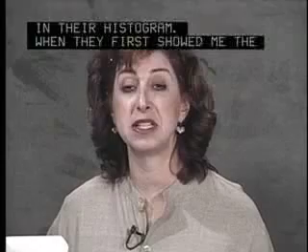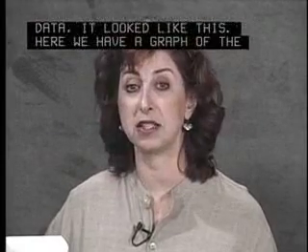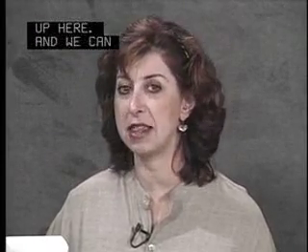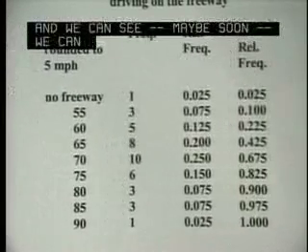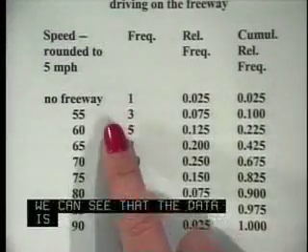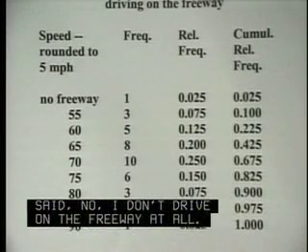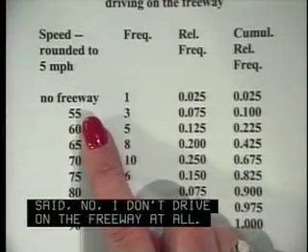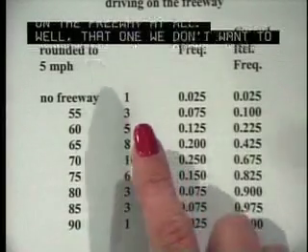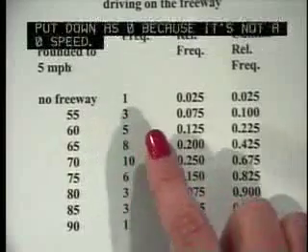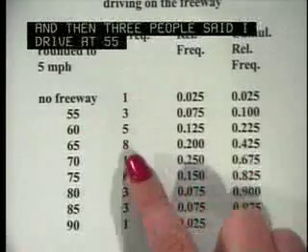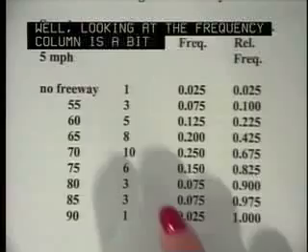Here we have a graph of the data up here, and we can see that the data is listed as, one person said, no, I don't drive on the freeway at all. Well, that one we don't want to put down as 0 because it's not a 0 speed. And then 3 people said I drive at 55, 5 people said 60, and so on. Well, looking at the frequency column is a bit tedious, and especially if we had a much longer column, it would be very difficult to see a pattern.